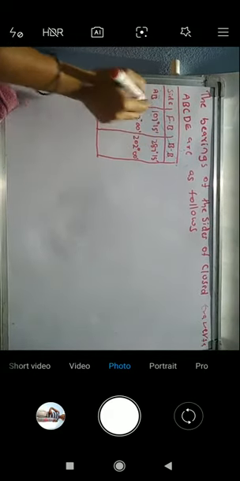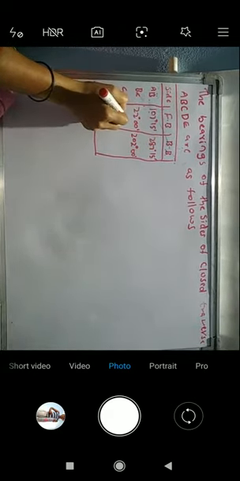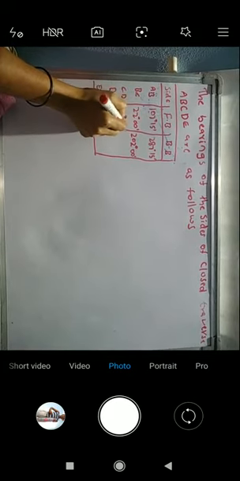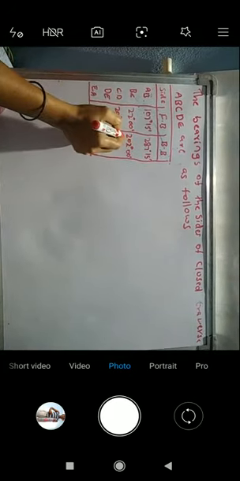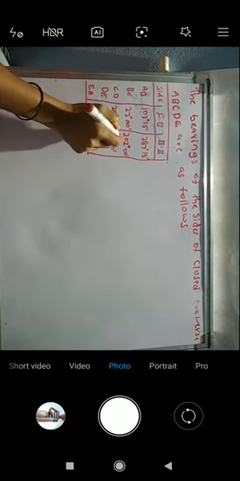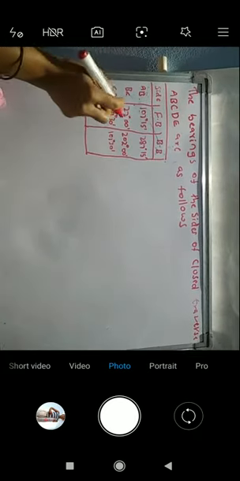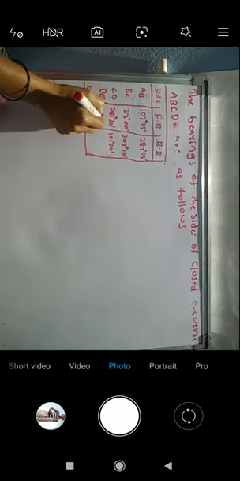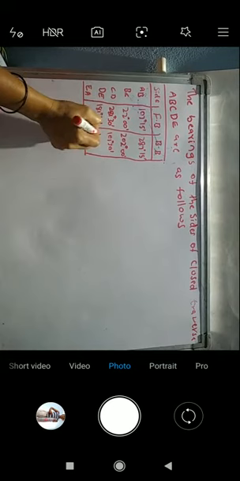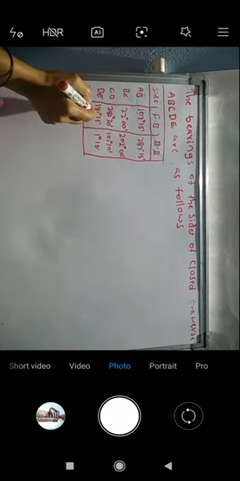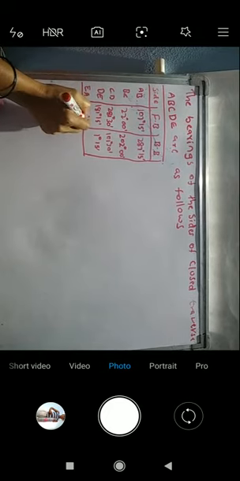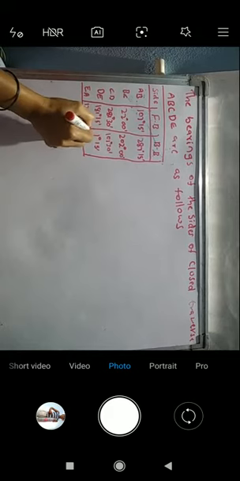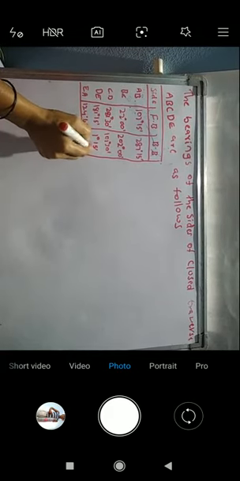For the CD line, 281 degrees 30 minutes and 101 degrees 30 minutes. For the DE line, this is 181 degrees 15 minutes and it is 1 degree 15 minutes. For the EA line, this is 124 degrees 45 minutes and this is 304 degrees 45 minutes.